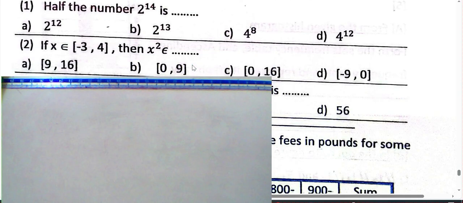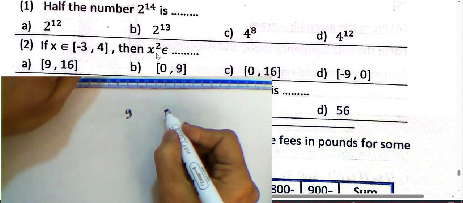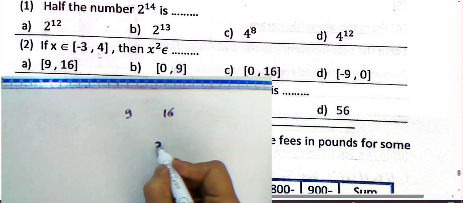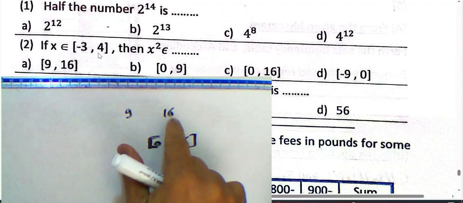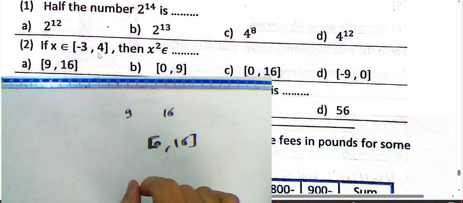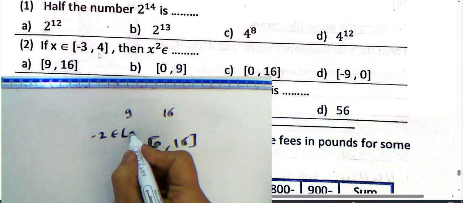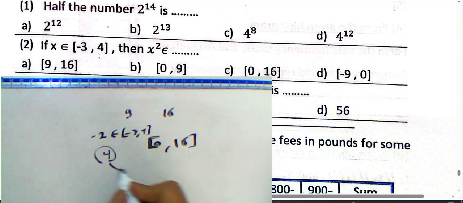Next question. If x belongs to the interval from -3 to 4, then x power 2 belongs to from 0 to 16. You can find the power of -3, which is 9, and the power of 4, which equals 16. Then the result will be from 0 to 16. Don't write 9 to 16, write from 0 to 16. Why? Because if we have numbers like -2 belonging to the interval from -3 to 4, then -2 power 2 is 4.